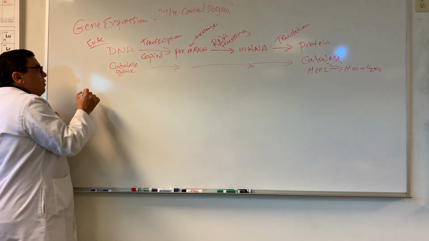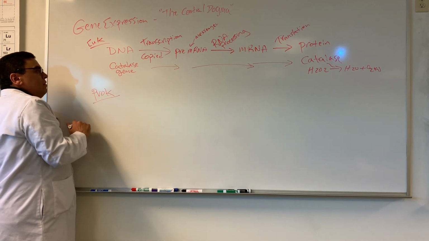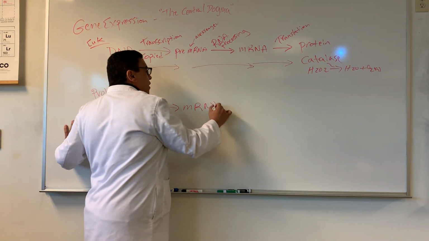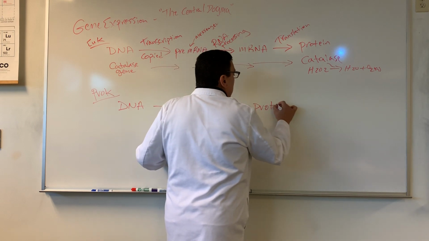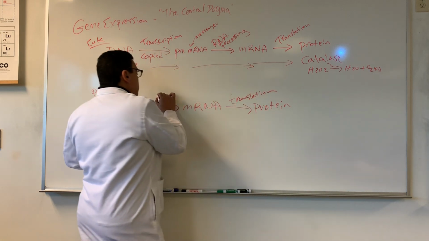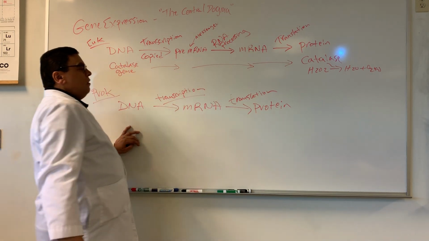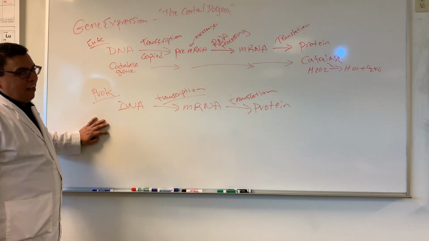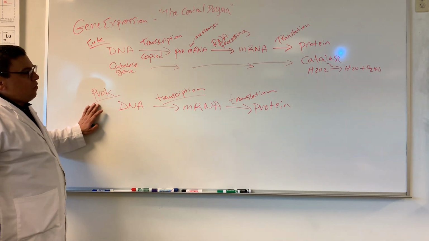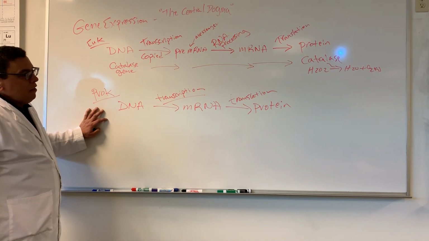All right, so how is it different from prokaryotes like bacteria and archaea? It just goes from DNA to mRNA to protein. This is again translation, and this is transcription. What's missing? The RNA processing, yeah. In prokaryotes, you don't have pre-mRNA, so you don't have processing. That's one difference.